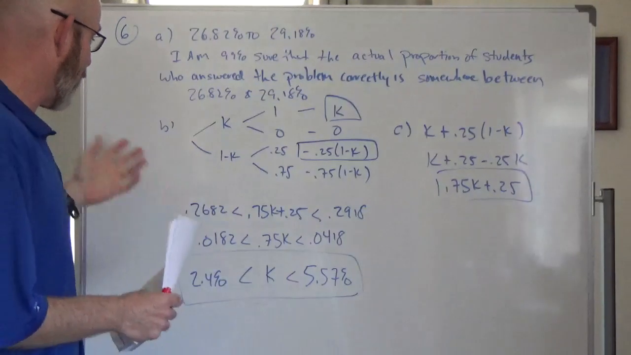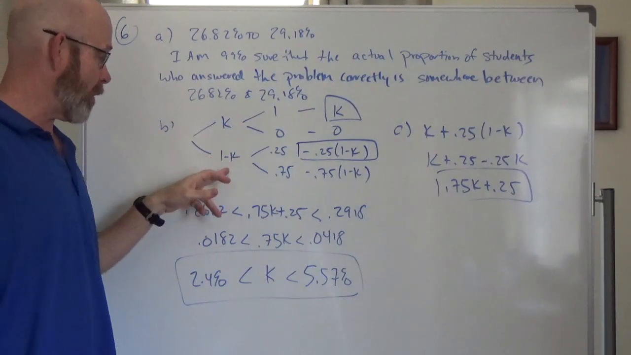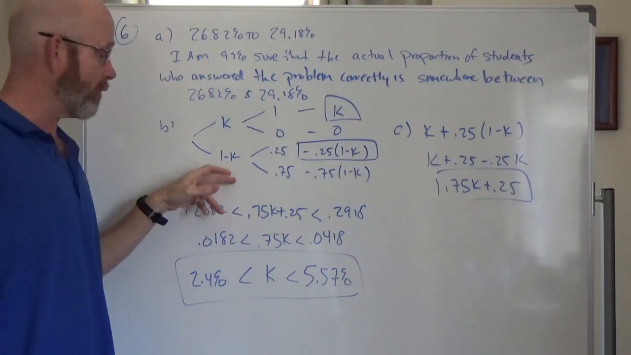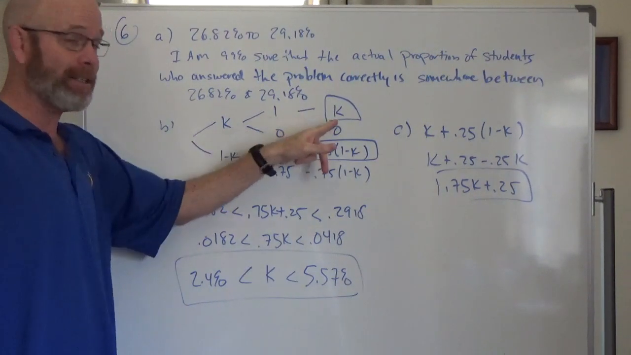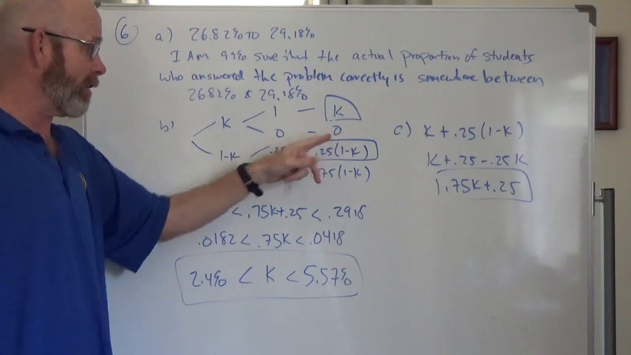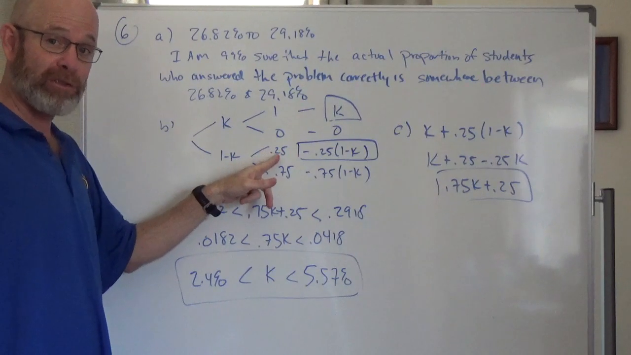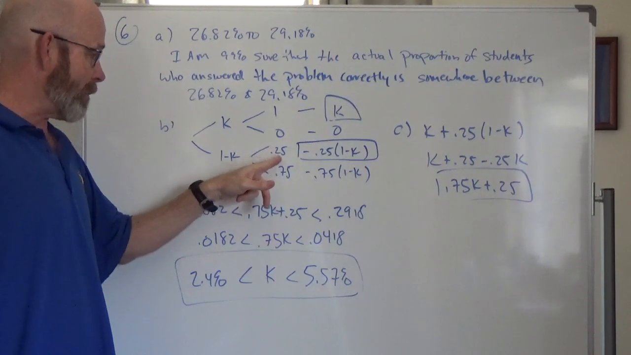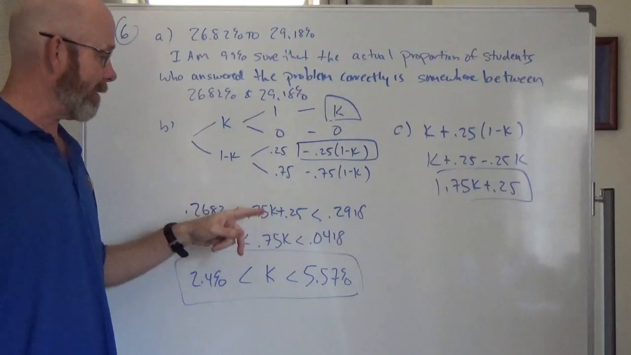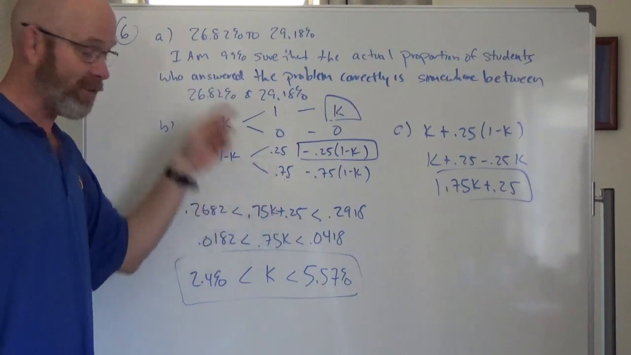So they asked me to do a tree diagram. Here's my tree diagram. K is the probability of them knowing the answer. 1 minus K is them not knowing the answer. If they do know the answer, they're going to get it right. So correct is 100% probability, they get K, wrong is 0. If they don't know the right answer, they're still going to get it right 25% of the time, so they're just going to guess. So that becomes 0.25 times 1 minus K. And if they don't know the answer and they guess, they're going to guess wrong 75% of the time.